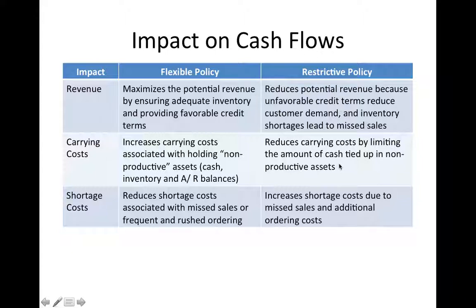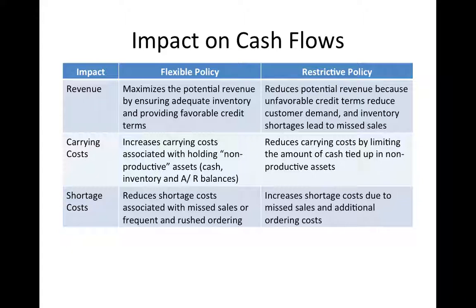On the restrictive side, obviously by restricting the accounts receivable and the inventory, I'm likely going to miss some sales, and so I'm going to see my revenue go down, and that's a very clear cash flow impact. But I'm not going to have nearly as much cash tied up in these things, and so I can free that cash up maybe to either invest in productive opportunities, or I use it to buy back debt and equity and improve the return on equity for my company.